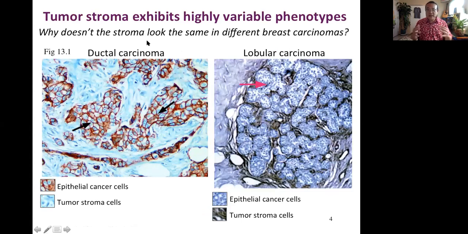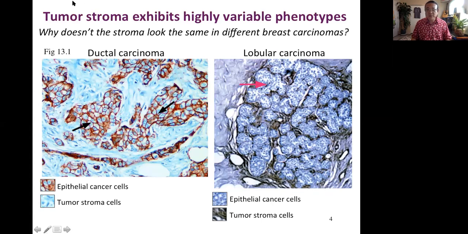So if there's going to be lots of interactions between the stroma and things like cancer cells that are becoming disease-like, do you really imagine that the stroma is going to look the same for all different types of cancers? And the answer is no. Even within a particular type of cancer, the stroma within a tumor can look dramatically different.